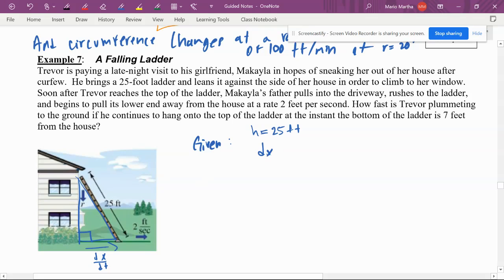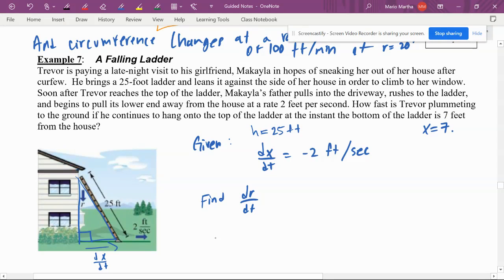So we're going to say dx/dt is changing at a rate of negative 2 feet per second, because it's pulling away from the house. And then we want to find dr/dt. How fast is he falling when the ladder is 7 feet from the house, when x is equal to 7 feet? So we need to find dr/dt.